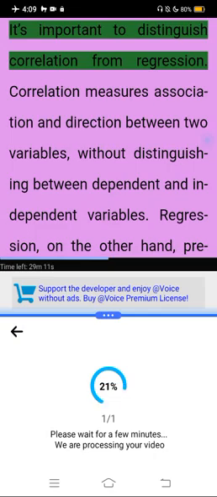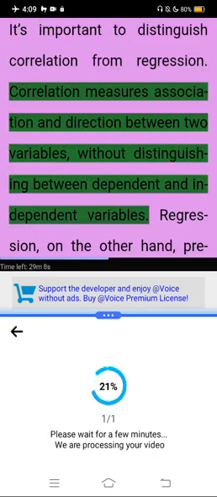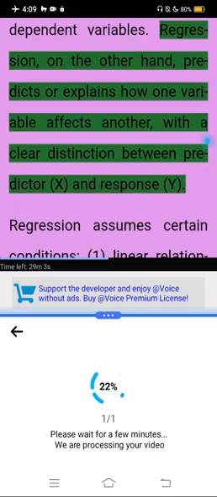It's important to distinguish correlation from regression. Correlation measures association and direction between two variables, without distinguishing between dependent and independent variables. Regression, on the other hand, predicts or explains how one variable affects another, with a clear distinction between predictor x and response y.